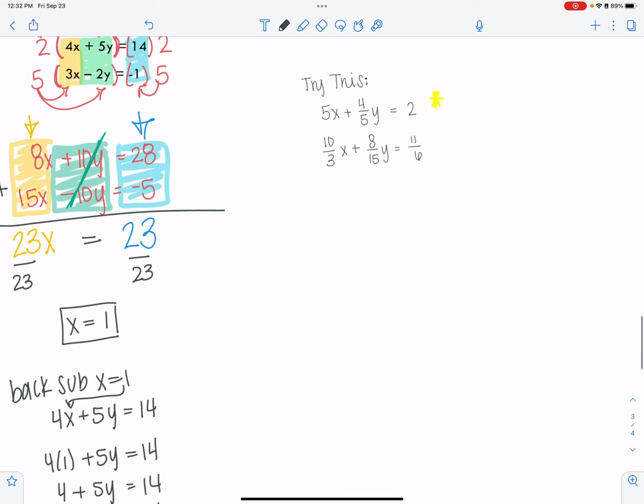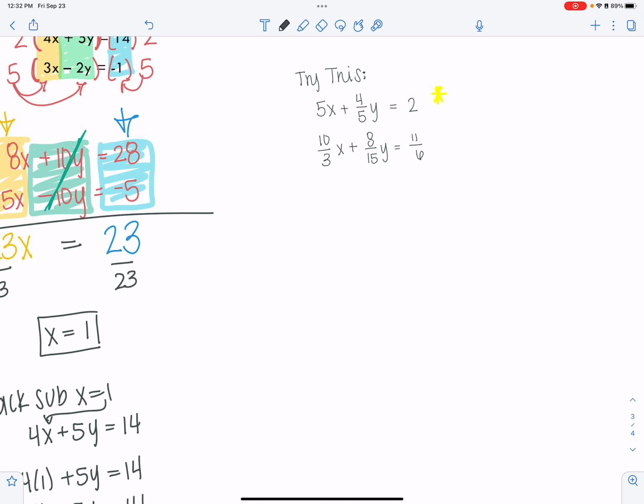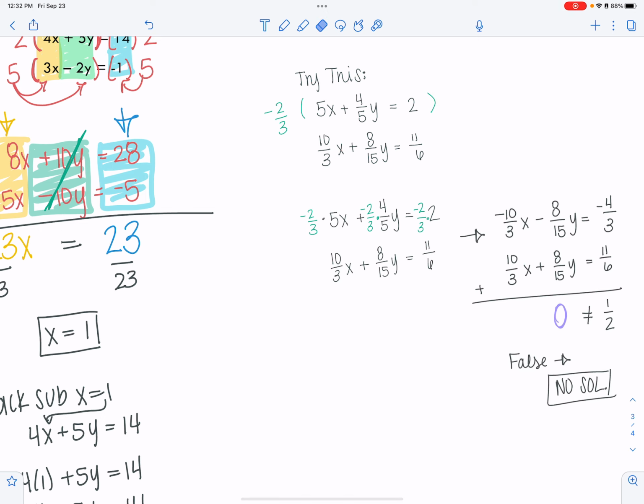All right, here's a fraction one for you. With fractions, the same is true. You are looking to get any of the coefficients equal but opposite. And so pause the video and give this one a try. All right, so here is your solution. So I multiplied this top one by negative 2 over 3 on the top and bottom. And then that's going to make these x's equal but opposite coefficients. And then you end up seeing this is one of my special cases where I get no solution.